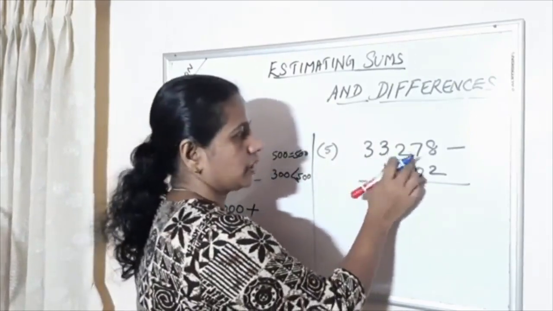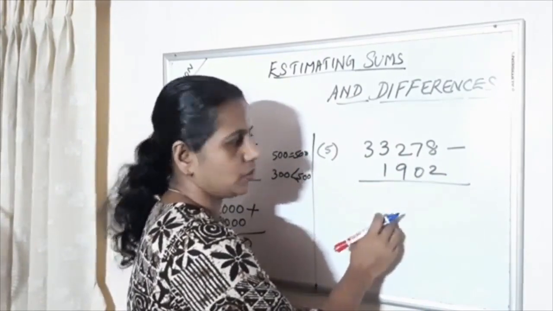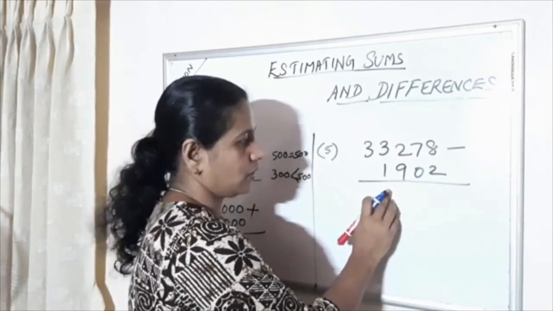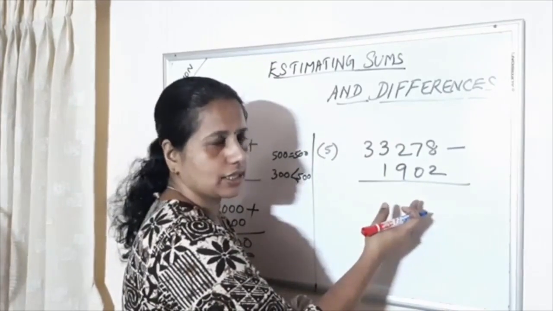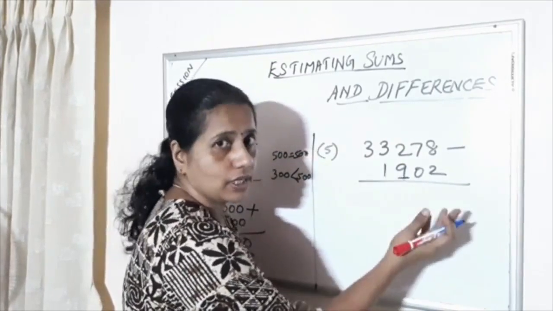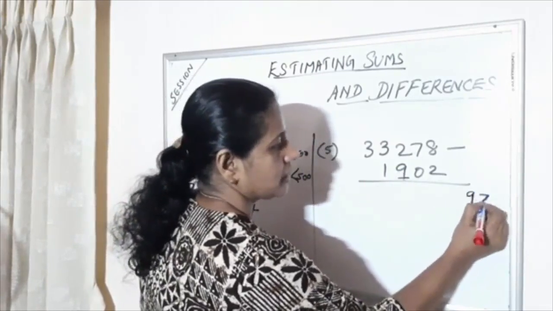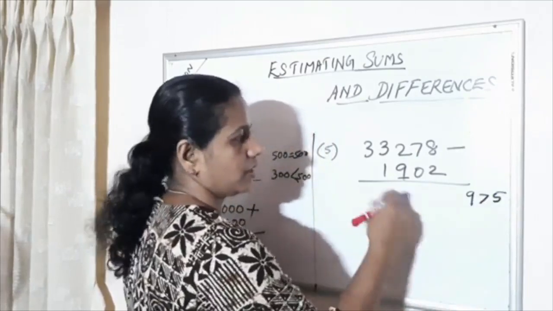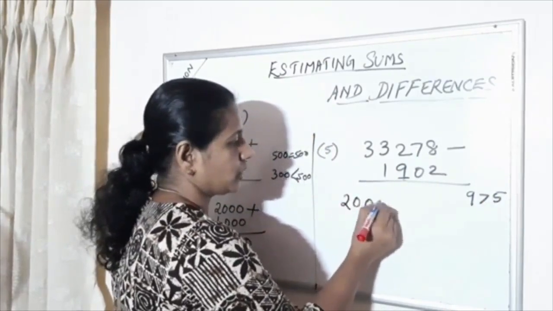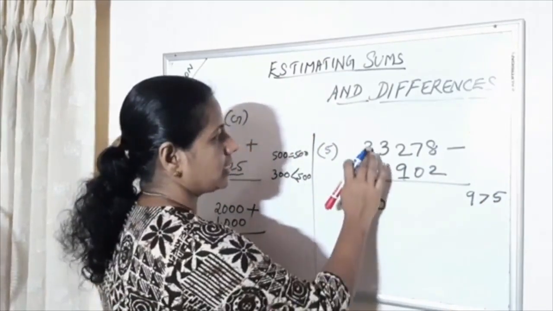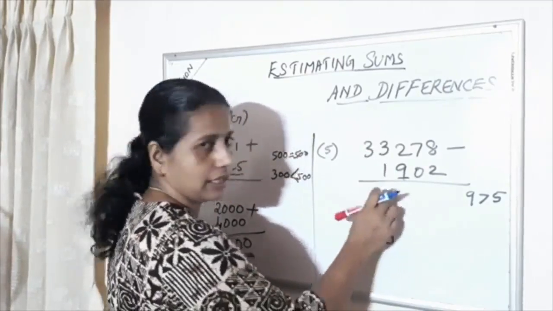Similarly, look at this number, 1, 2, 3, 4. So take the smallest digit number, that is 1902, and this is the thousands place. We have to round it to the nearest 1000, so take the hundreds place. That is 9. 9 is greater than 5. So the next multiple of 1000 after 1902 is 2000.